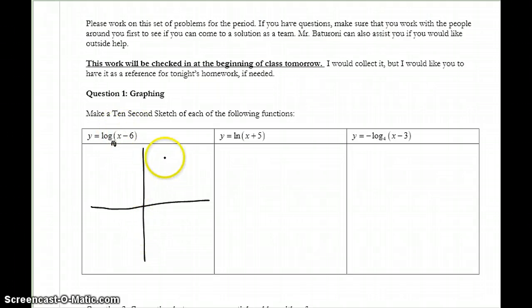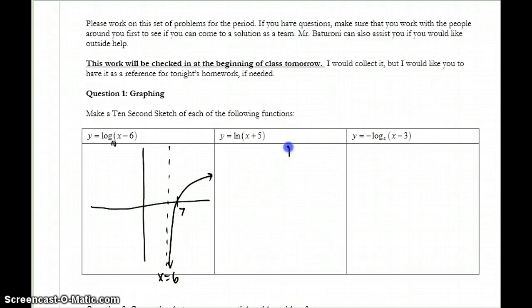The minus 6 on the inside means that we're going to shift to the right 6. So that's where our vertical asymptote is going to be. And the graph will be, as I said earlier, logarithmic growth. The x-intercept will be 1 to the right of that, so it is at 7.